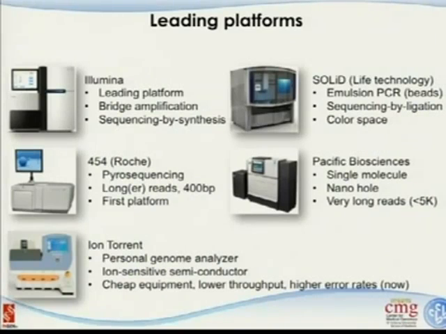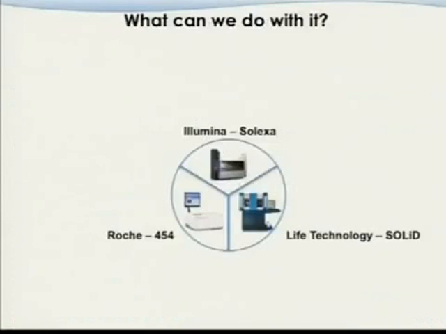Okay, and Ion Torrent is a personal genome analyzer. That's how they call it. Apparently, I don't feel it's very appropriate to call it this way at this stage, but that is the first sequencer that doesn't have an expensive camera to take pictures. Rather, it uses ion-sensitive semiconductor technology, which is very, very smart. Cheap equipment, lower throughput, and higher error rate at the moment. So far, I think the error rate is less than 1%. Their technical report says 0.1%, but I think it's an overestimate.